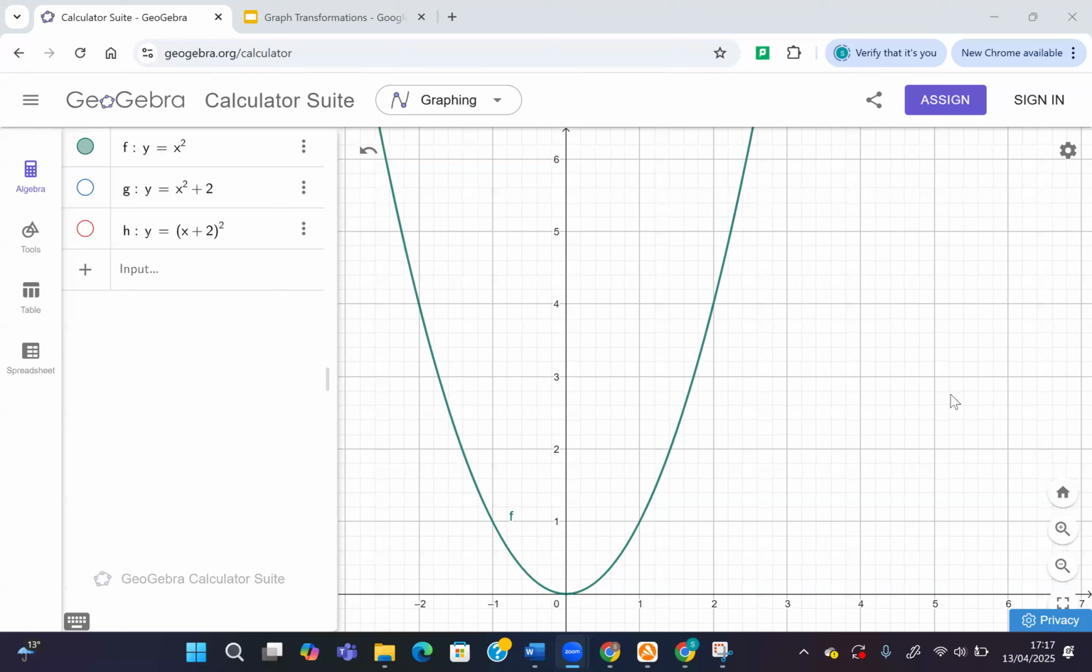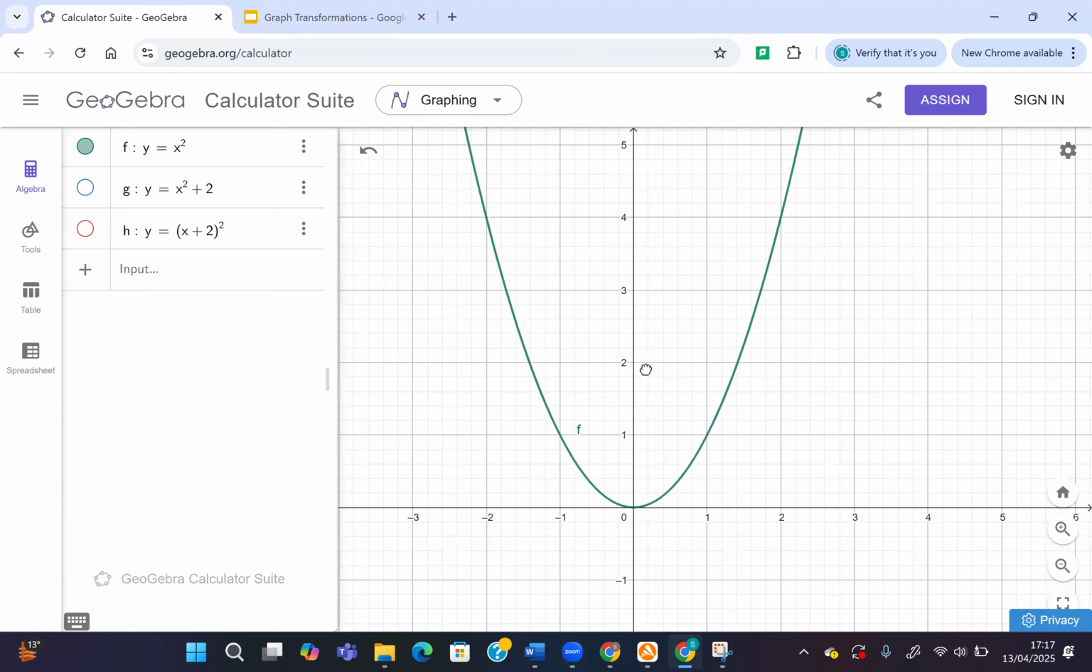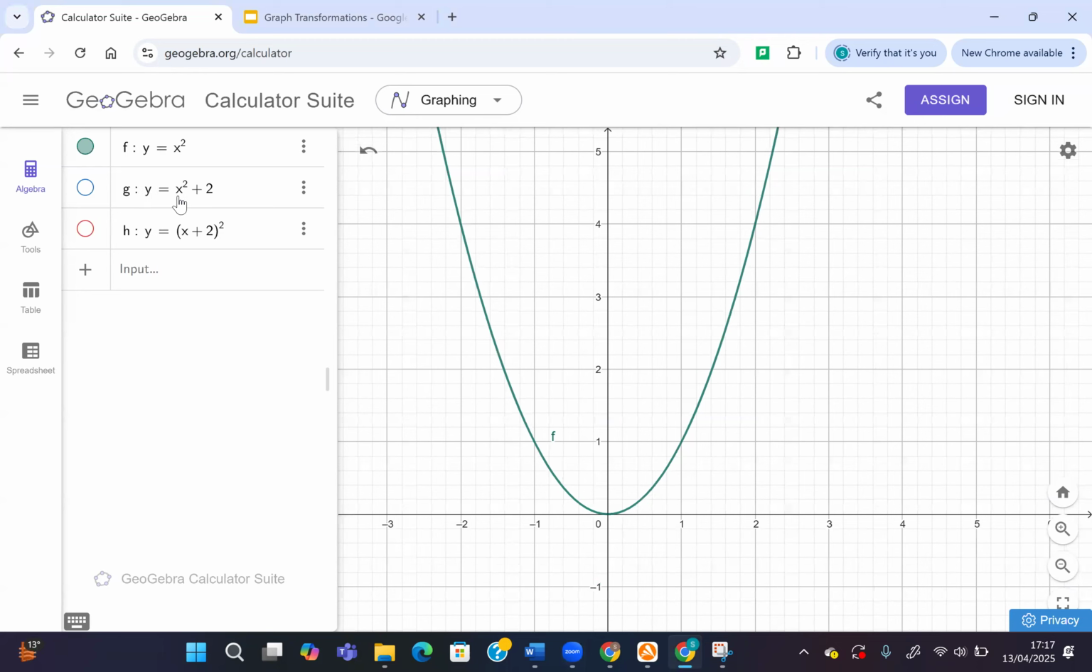So if we have a look at the graph of y is equal to x squared, or the function f of x is equal to x squared over here. So this is what our graph will look like. Now, what if we were to have the function y is equal to x squared plus 2? Now, intuitively, all we're doing is adding 2. So our y value should increase by 2. And if we have a look here, when x is 0, y is also 0. However, here, when x is 0, y is now 2. So our y coordinate has increased by 2.